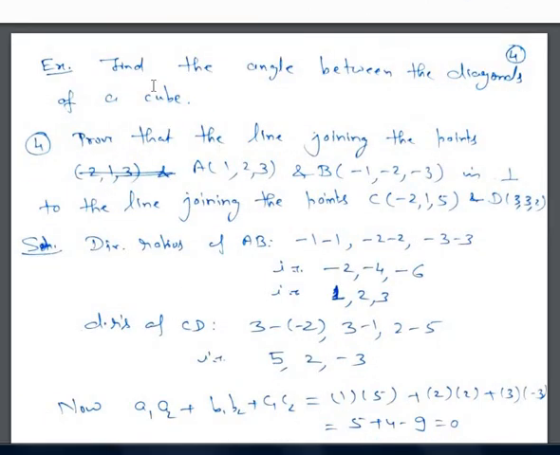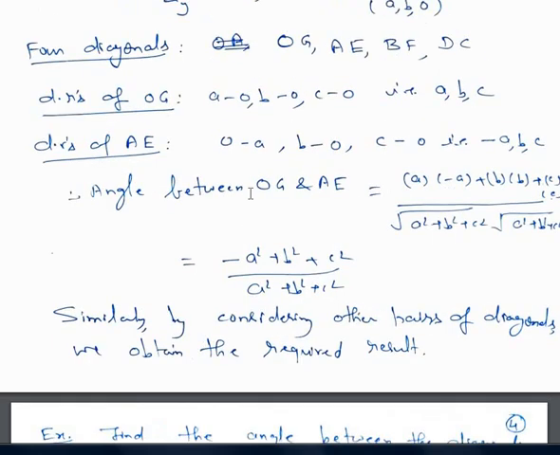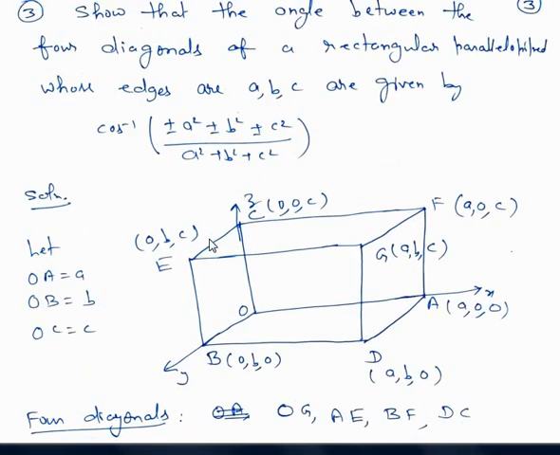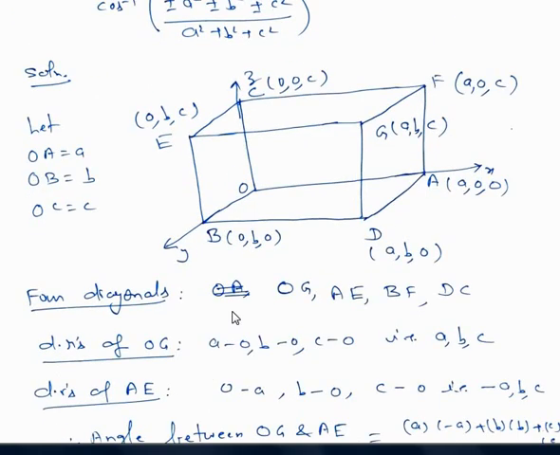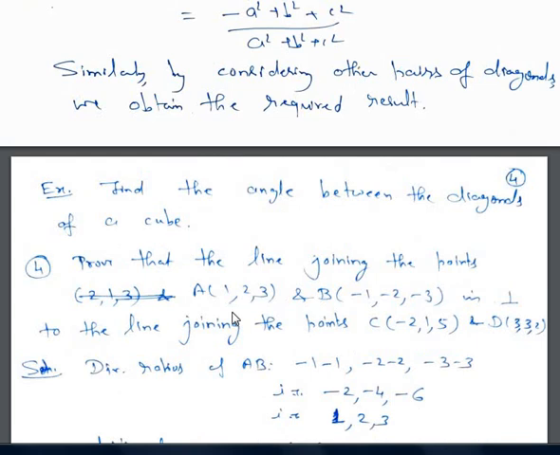Now you can try this one. Find the angle between the diagonals of a cube. What is the difference between a parallelepiped and a cube? In a parallelepiped you have three sides of lengths a, b and c, whereas in a cube all the sides are equal. Means you take OA as a, OB also as a and OC also as a. Then you can obtain the angle between the diagonals of a cube.